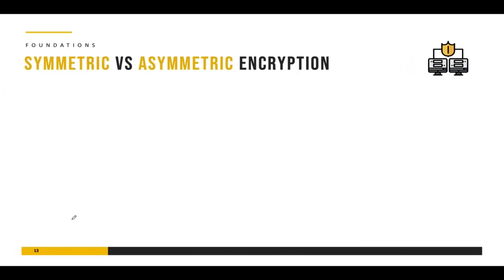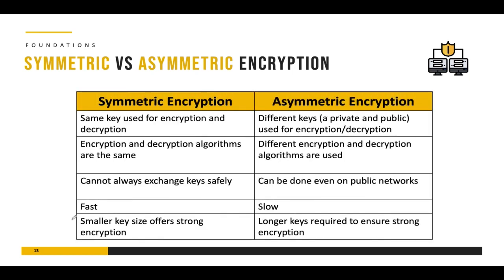A quick recap on the differences between symmetric and asymmetric encryption. In symmetric encryption, we always use the same key for encryption as well as for decryption. But in asymmetric encryption, we use different keys, private and public. In symmetric encryption, encryption and decryption algorithms or ciphers are exactly the same. But in asymmetric encryption, we have different encryption and decryption algorithms because we are using different keys for encryption and for decryption.